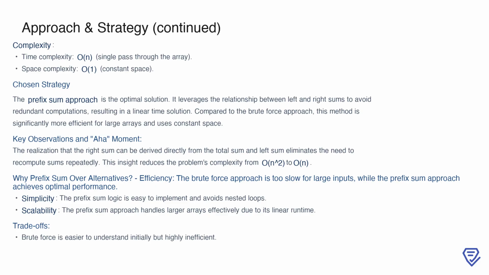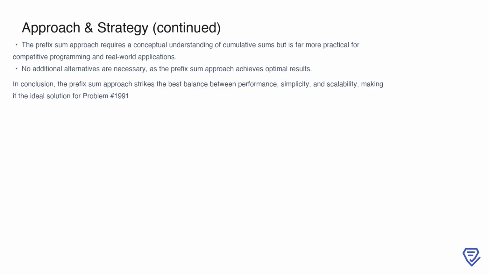While the brute force approach may be easier to grasp initially, it is far less practical for larger datasets, where the prefix sum method excels. The prefix sum approach is ideal for competitive programming and real-world applications due to its efficiency and practicality. While it requires understanding the concept of cumulative sums, this additional complexity is minimal compared to the performance gains. No alternative solutions are necessary in this case, as the prefix sum method already achieves optimal results. It balances performance, simplicity, and scalability, making it the best choice for solving problem number 1991.